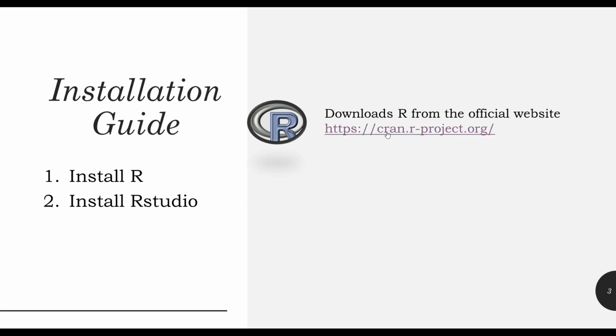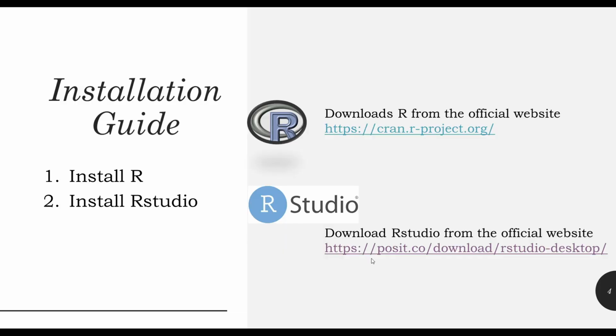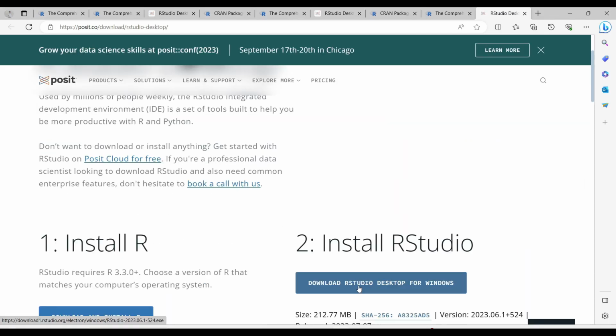R can be installed from this CRAN repository. If you click, this page will appear, and based on your operating system, you can select, download, and install. For RStudio, you can download from this repository. Once you click, this page will appear. You click here to download. After download, you can install it.